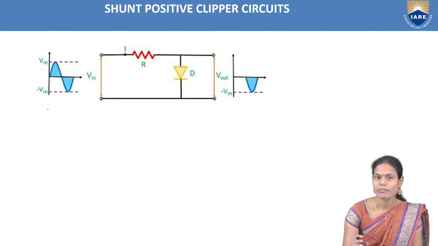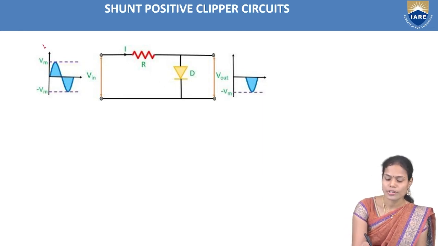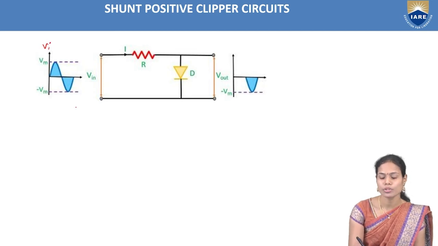depending upon which type of clipper it is, it will remove that portion. If it is the positive clipper, it will remove the positive portion. If it is a negative clipper, it will remove the negative portion of the applied signal. So to see the operation of this one, I am taking my input voltage as plus Vm in the positive direction and minus Vm in the negative direction.